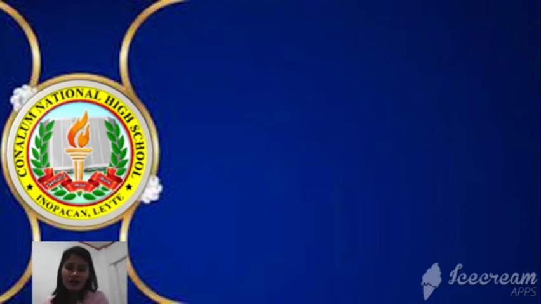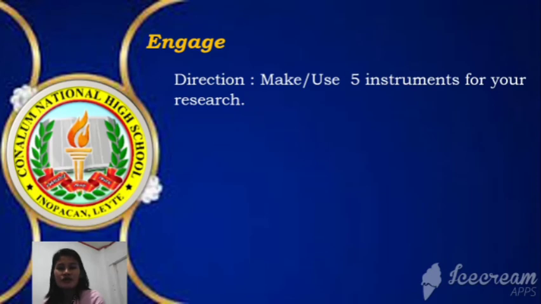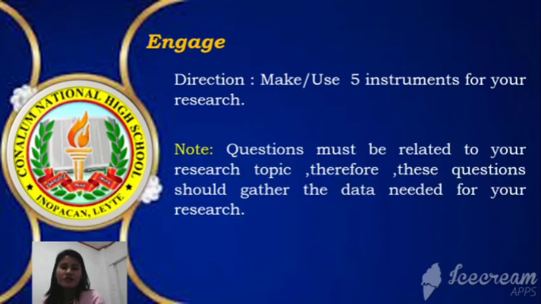After that, you have to get your study notebook again, your ballpens, and your learning activity sheets for another activity. So what is this activity? Direction: make or use 5 instruments for your research. Note: questions must be related to your research topic. Therefore, these questions should gather the data needed for your research. Don't worry, because I will give you 2 weeks to prepare your research instrument. Then after that, you have to submit this.